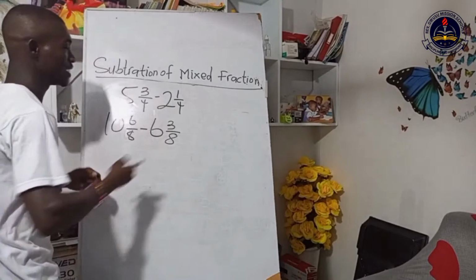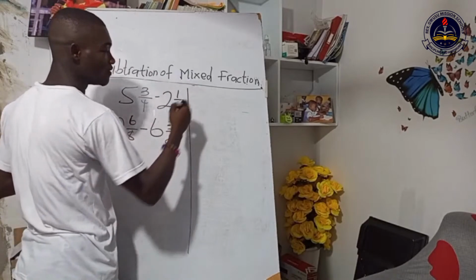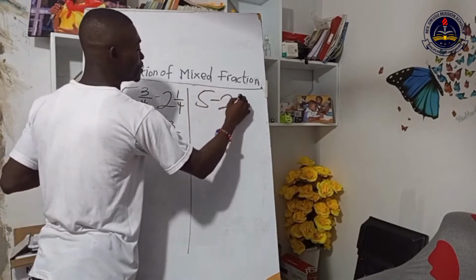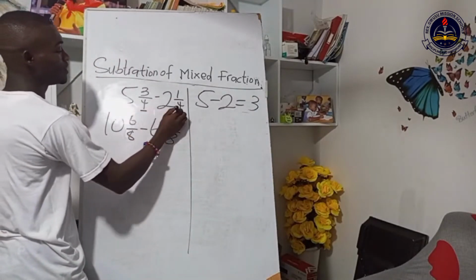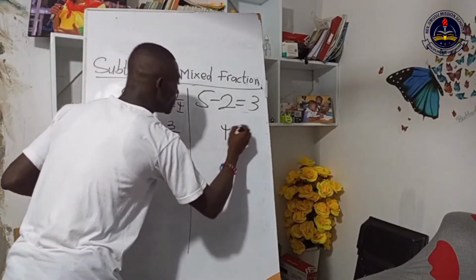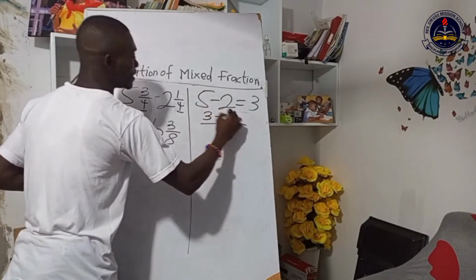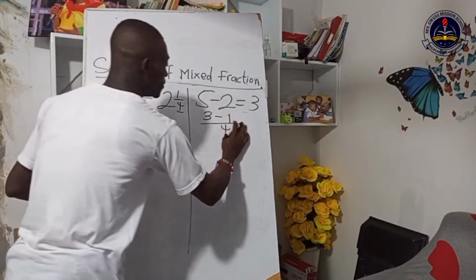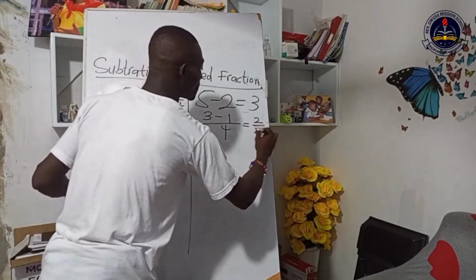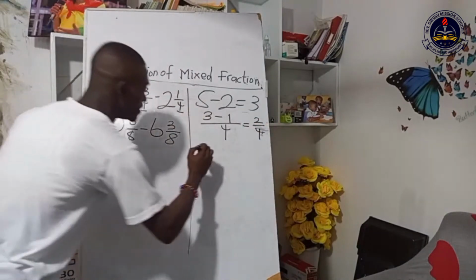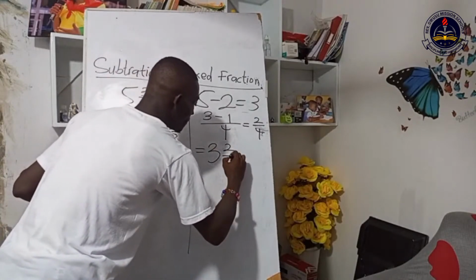Let's solve it together. 5 minus 2 giving us what? 5 minus 2 is equal to 3. Our fractions, the base or the down numbers are the same, so we pick only one, which is 4. And 3 minus 1 is giving us 2 over 4. So in all we have what? 3 whole number 2 over 4.